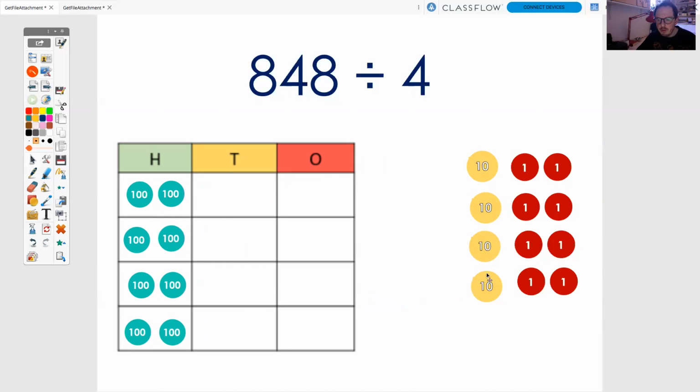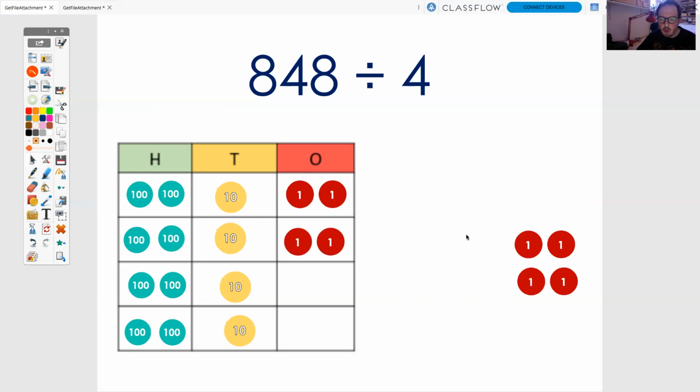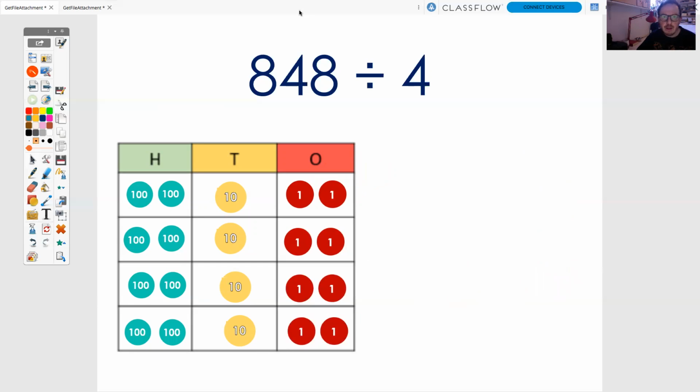I've got 1, 2, 3, 4 lots of 10. Well, this is easy. 10, 20, 30, and 40. Brilliant. So far I've done 840 divided by 4. And in each row I've got 210. Let's do this last little bit then. Yeah, this is going to work brilliantly. 8 divided by 4, 2, 4, 6, and 8. There we go. We're doing really well.